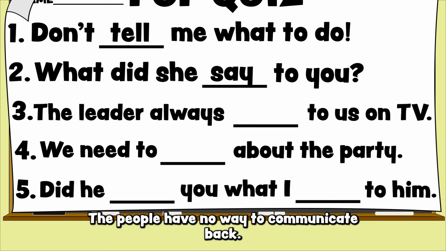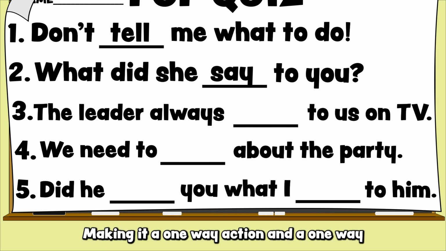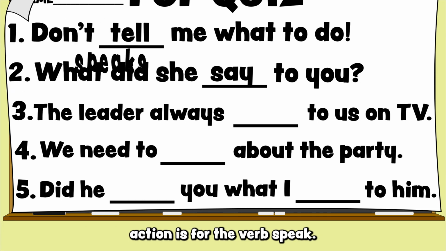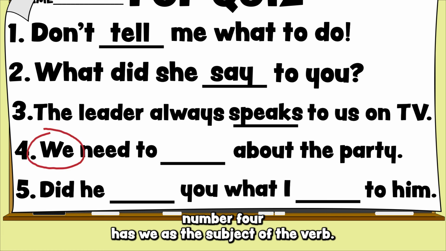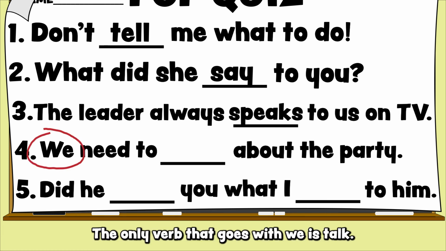The people have no way to communicate back, making it a one-way action. And a one-way action is for the verb speak. Next, number 4 has we as the subject of the verb. The only verb that goes with we is talk.